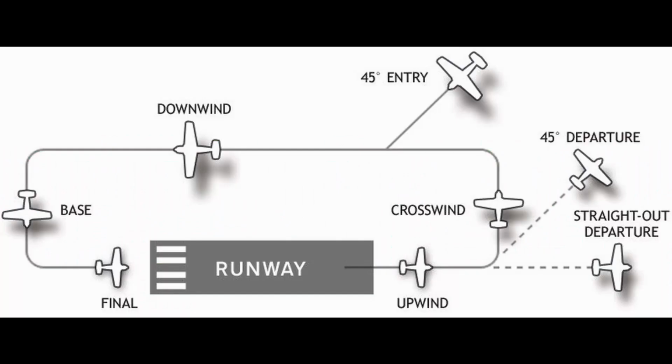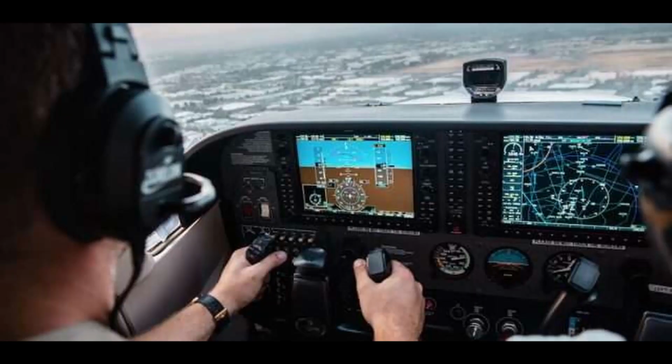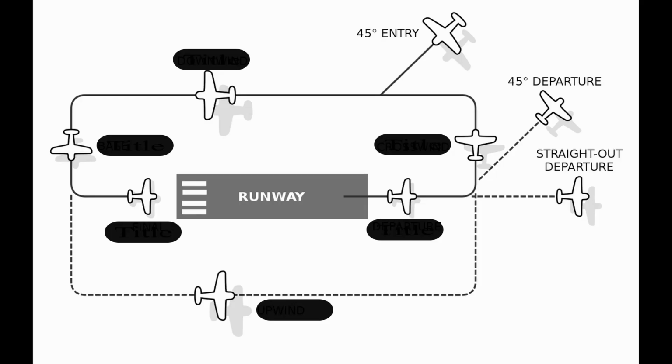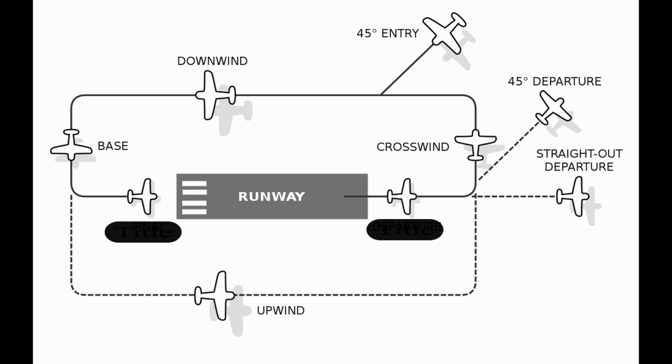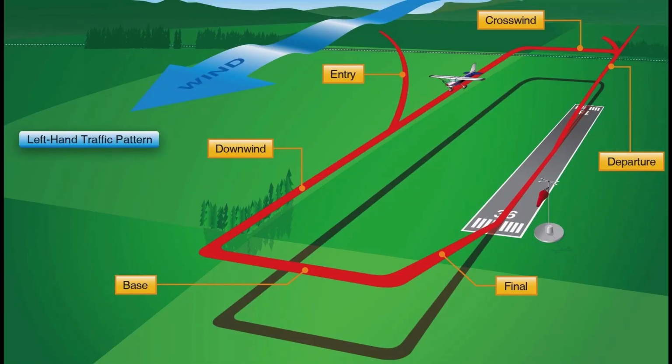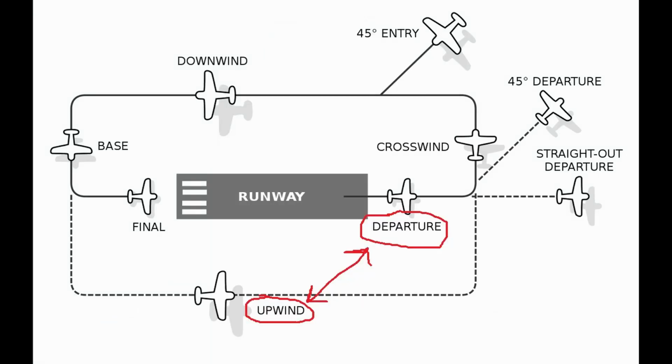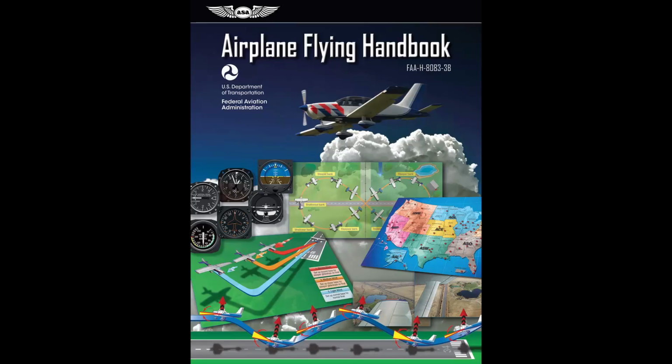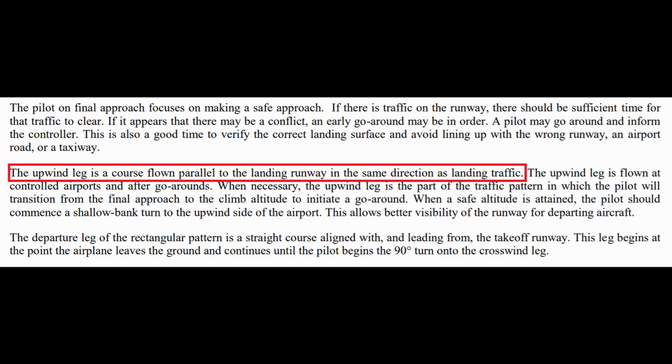Generally though, airplanes use a standard traffic pattern when flying using visual flight rules. That's when a pilot has visual reference to the ground. The standard traffic pattern consists of the upwind, crosswind, downwind, base, final, and departure legs. The standard pattern is a left-hand pattern, meaning all turns are to the left. You'll frequently hear the term upwind being used interchangeably with the departure leg amongst pilots, but according to the Airplane Flying Handbook, the upwind leg is actually parallel to the landing runway in the same direction as landing traffic.